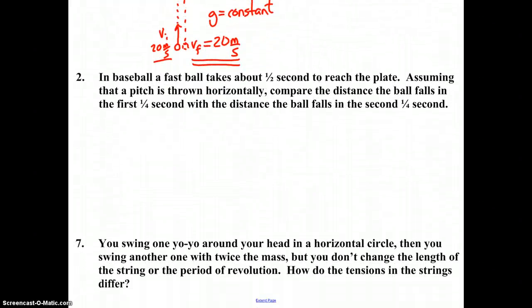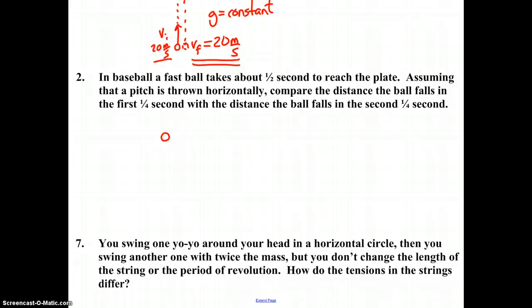Number 2, in baseball, a fastball takes about half a second to reach the plate. Assuming that a pitch is thrown horizontally, compare the distance the ball falls in the first quarter second with the distance the ball falls in the second quarter second. First of all, the fact that the pitch is thrown horizontally is a bad assumption, but that's what they want us to do for this particular question.